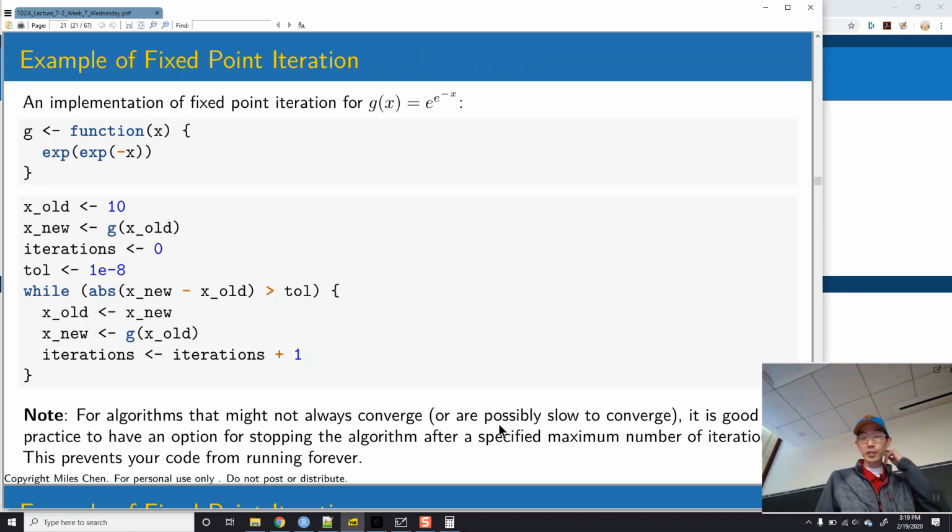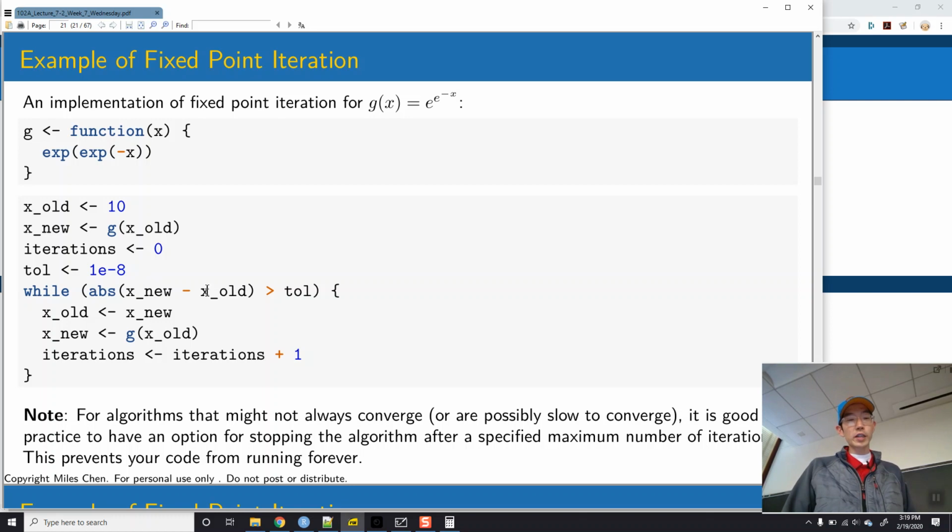All right, and so here's our fixed point iteration algorithm. Here's g of x. G of x is e to the negative x, so I have exp of negative x. I'm going to start off at some arbitrary location, 10, and we're going to call that the old x. Then the next value, x new, is going to be g applied to the old value. I have iteration 0, and we're going to start counting at 0, and then I have tolerance equal to 1 times 10 to the negative 8.